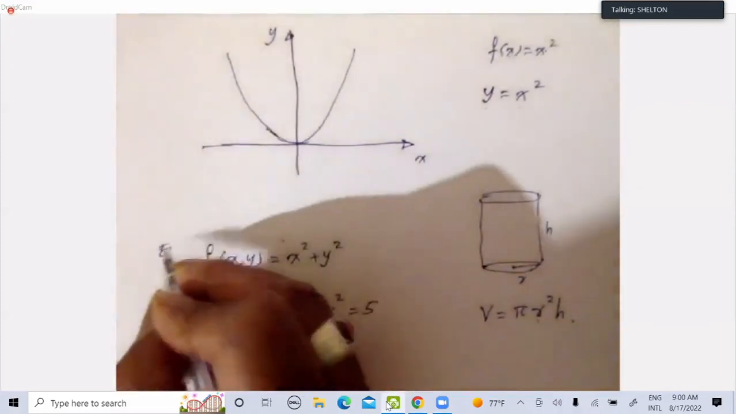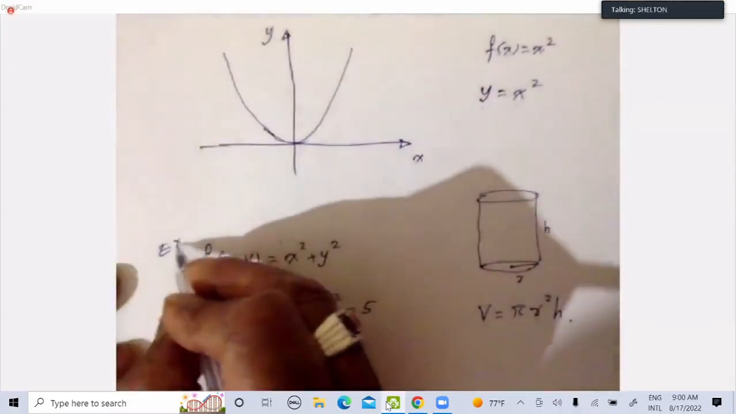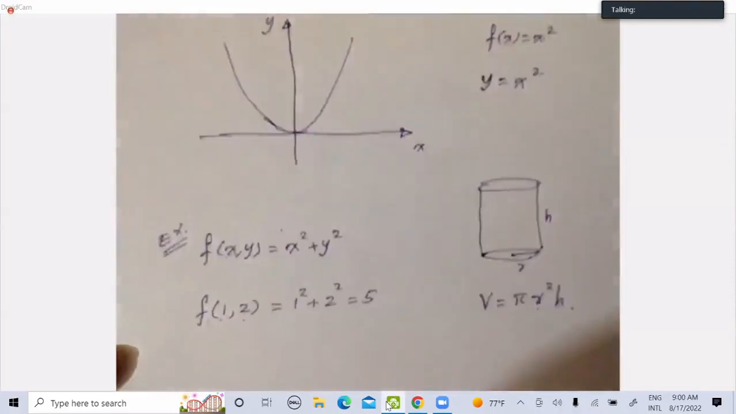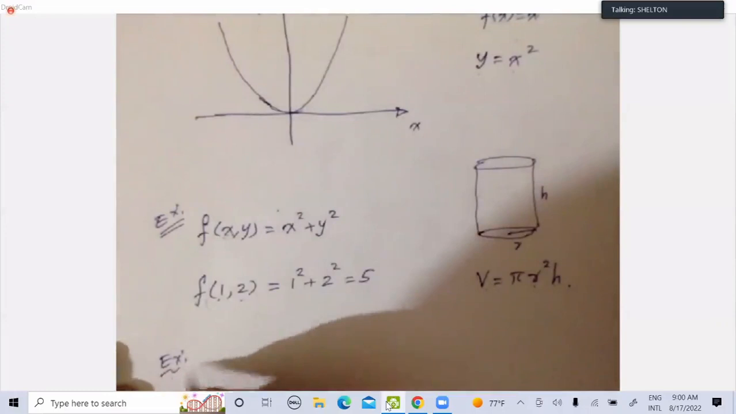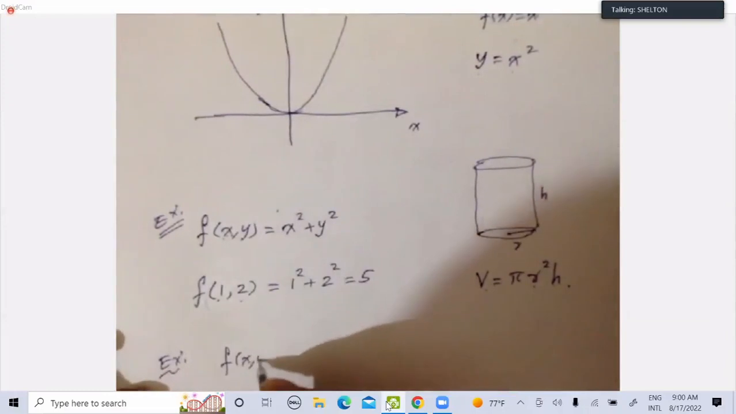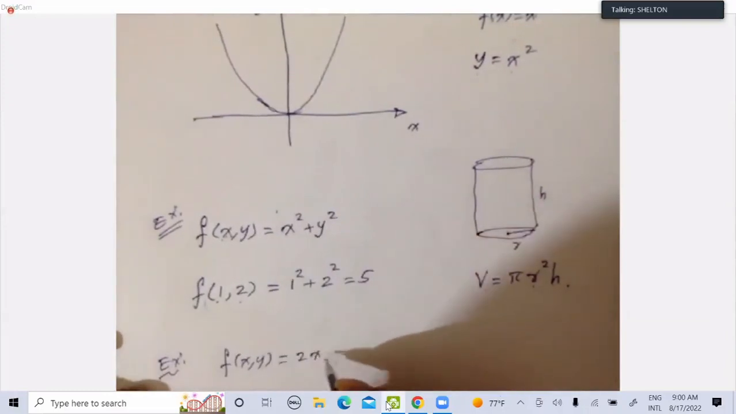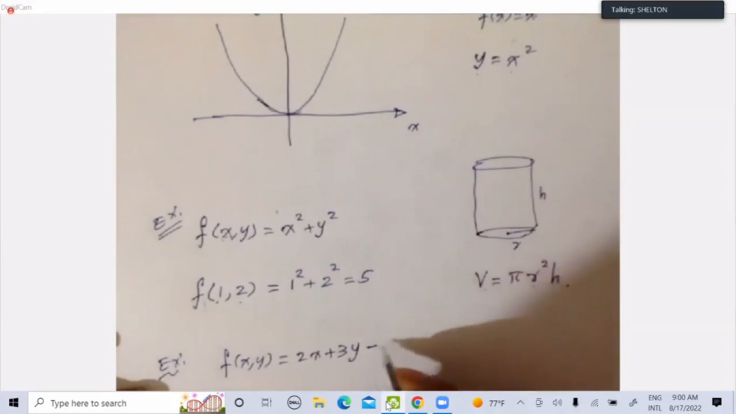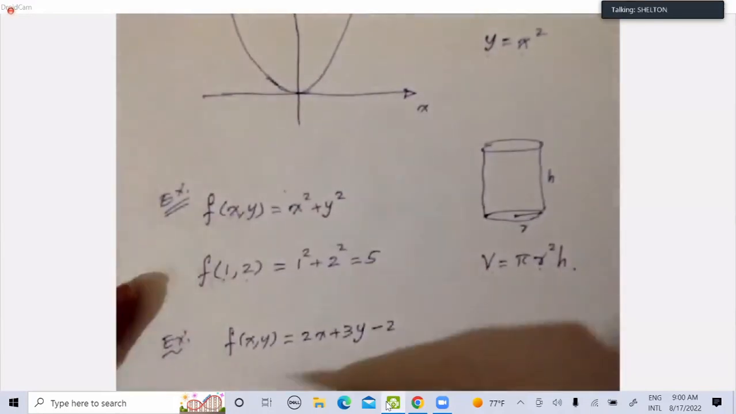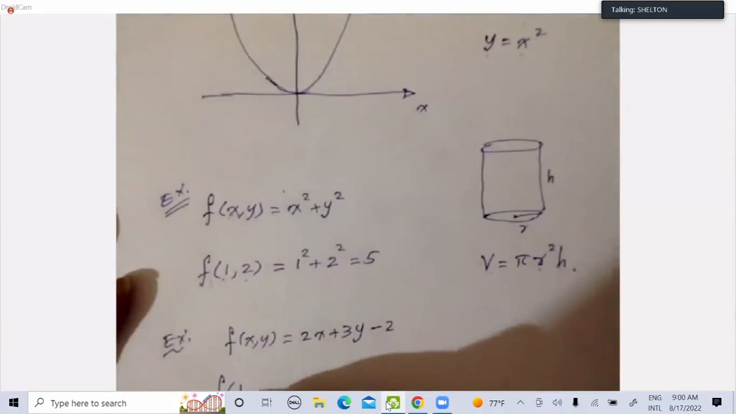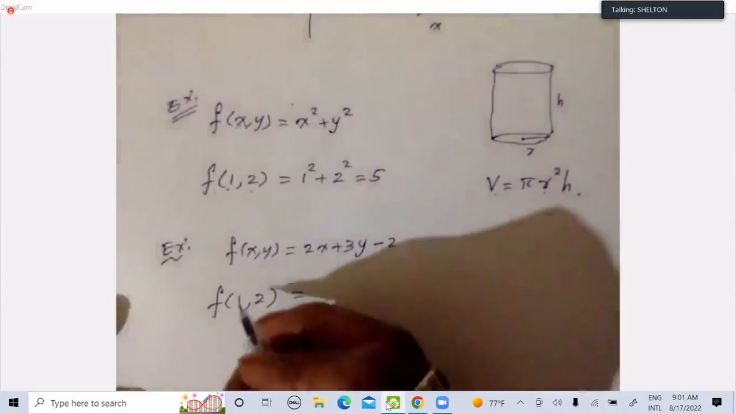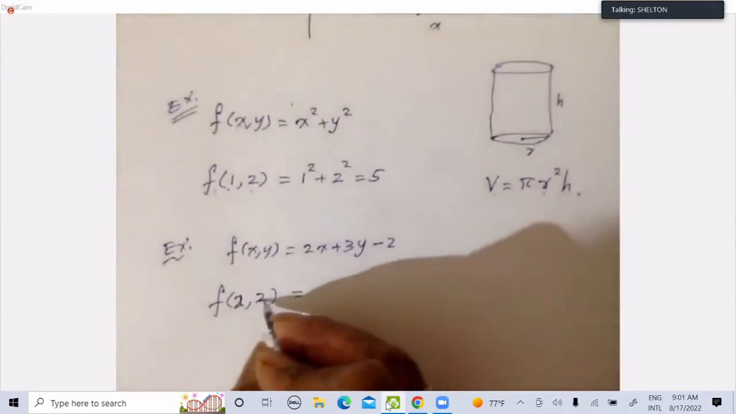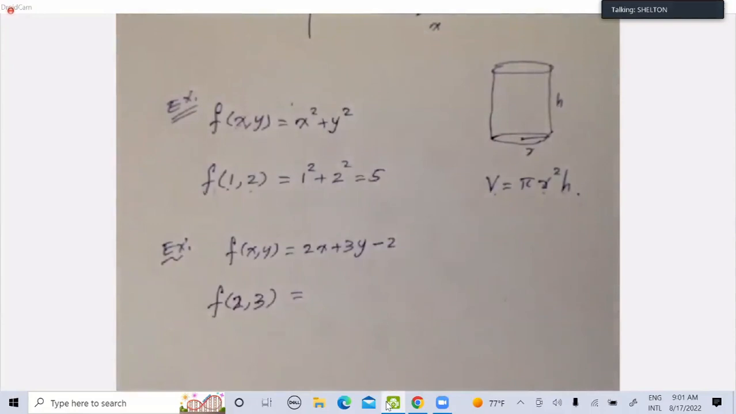Now, look at the next example. Take something like f of x, y equals 2x plus 3y minus 2. What is f of 1, 2 for this function? Why do I take 1, 2? Let us say 2, 3. f of 2, 3. What is it?